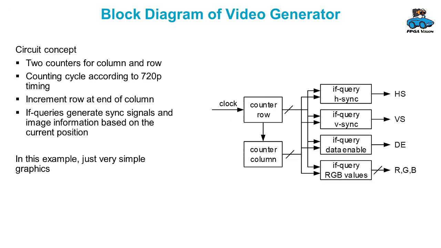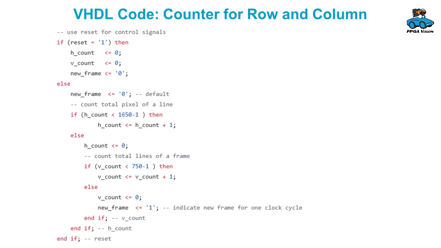And with the position of row and column, you then go into if queries to generate the H-sync signal, the V-sync signal, and the data enable. And you also generate the RGB values. We make a simple example. I promised you a beginner example, so the graphics will be very easy, very simple, hopefully very well understandable for you. So this is the VHDL code for the row and column counter.